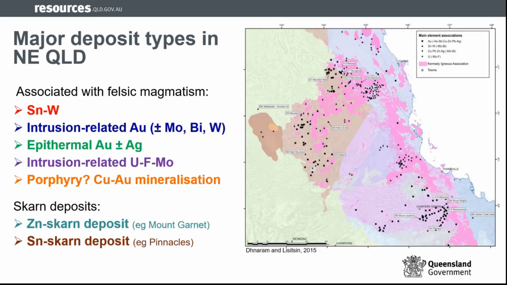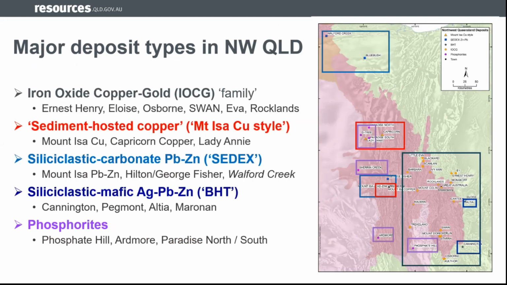Well, you've seen these maps probably several times. I'm not going to dwell on them very long, but these maps just give you an appreciation of how diverse the different mineral systems are across the state. So we have mainly the mineralization and deposits associated with felsic magmatism in northeast Queensland, and very contrasting and also diverse deposits in the northwest Queensland.